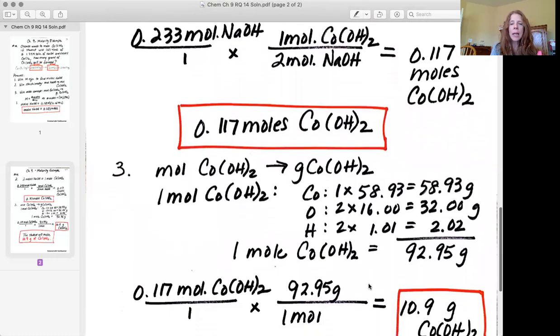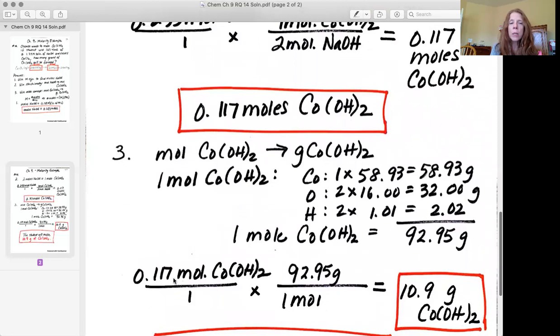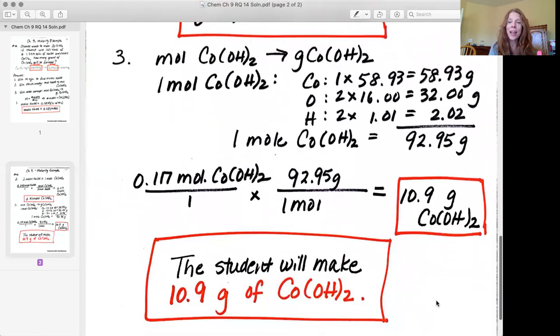Then I can take my 0.117 moles of cobalt hydroxide that I calculated right up here, use the molar mass, 92.95 grams, and I learn that I would make 10.9 grams of cobalt hydroxide. That's our final answer. The student will make 10.9 grams of cobalt hydroxide, having started with those initial conditions and substances of sodium hydroxide.